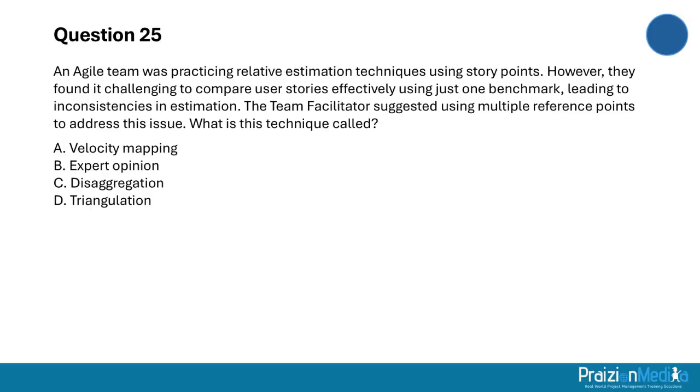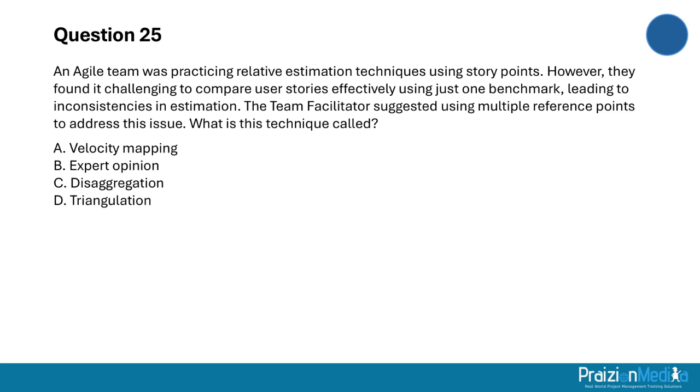All right, so the final one for today, my friends. Question 25. An agile team was practicing relative estimation techniques using story points. However, they found it challenging to compare user stories effectively using just one benchmark, leading to inconsistencies in estimation. The team facilitator suggested using multiple reference points to address this issue. What is this technique called?